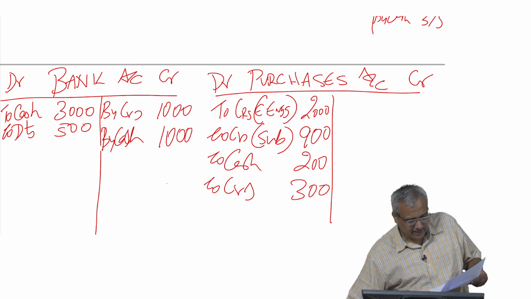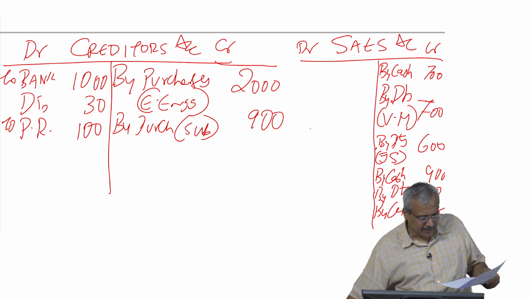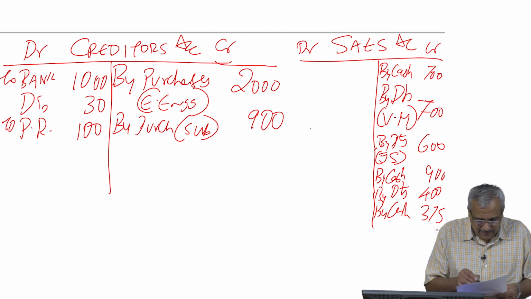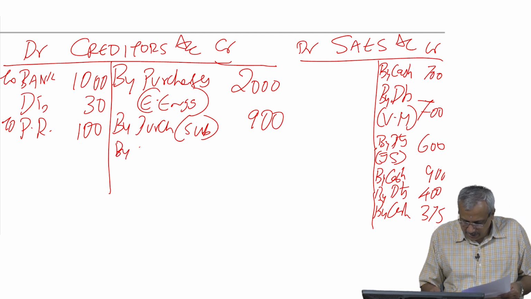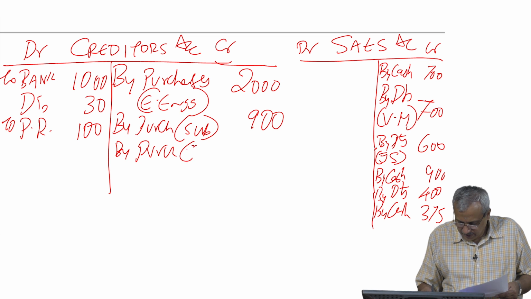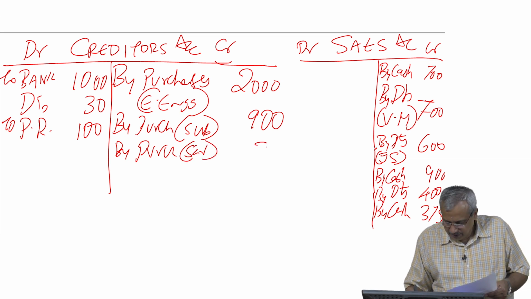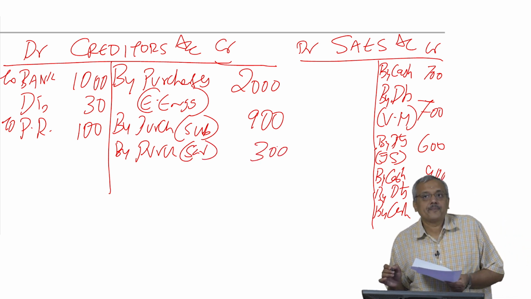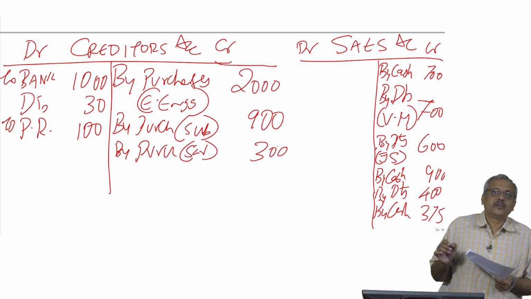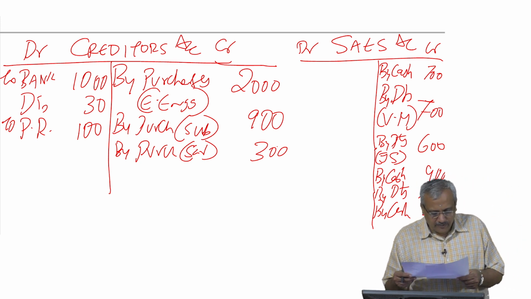Purchases account debited to creditors account, and then I go to my creditors account and say it has been credited by purchases, Savdega. How much is it? It has been done by 300 out there. With you on this. Now I move on further.